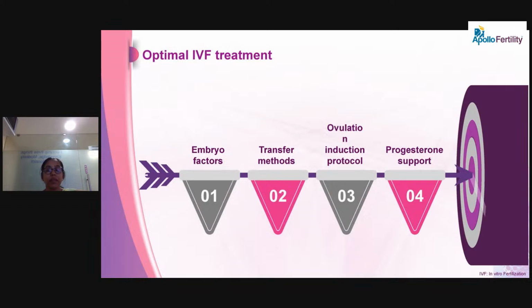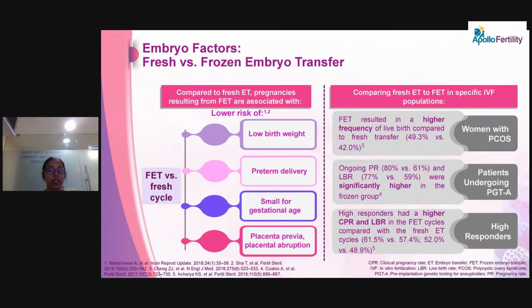So, optimum IVF treatment requires a good quality embryo and optimal transfer method, and what ovulation induction protocol we followed, and what kind of luteal phase support we gave the patient. So we move from fresh transfer to a frozen transfer. Compared to a fresh transfer, frozen embryo transfer has always achieved a better pregnancy rate. There is a decrease in the incidence of low birth weight babies. There is a decrease in the incidence of preterm birth, small for gestational age, placenta previa, and placental abruption.